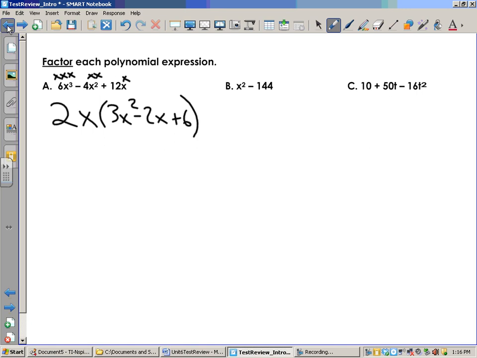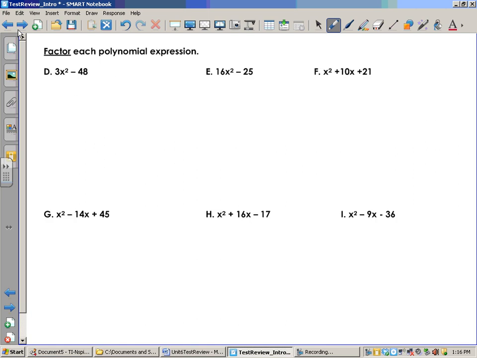Part B, look for a GCF. There is none. So maybe it's a difference of squares. This is a binomial, so it could be a difference of squares. It is, in fact, the square root of 144 is 12, so it's x minus 12, x plus 12. Now part C, first look for a GCF. Is there a GCF? Certainly it is 2. So if I factor out 2, what's left inside is just 5 plus 25t minus 8t squared. So that's part C. Part D, look for GCF first.